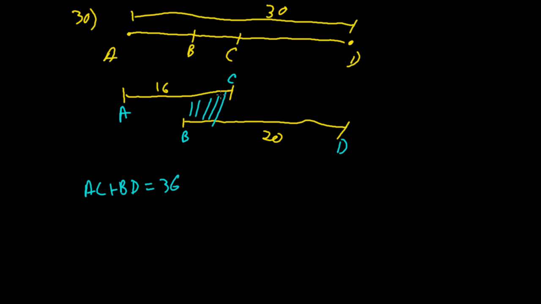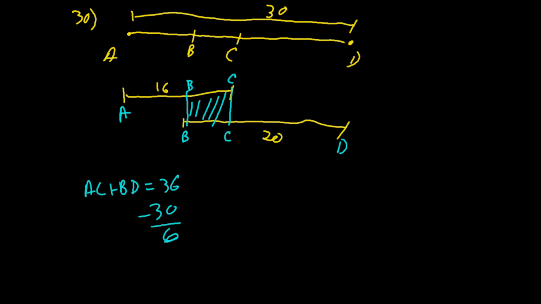This section right in here, from C to B, you can draw it like that, is 6 units long, because we need the length AD to be equal to 30. Since their combined length is 36, we know that their overlapping length is equal to 6. And that's the answer for question 30. We'll go on to question number 31.